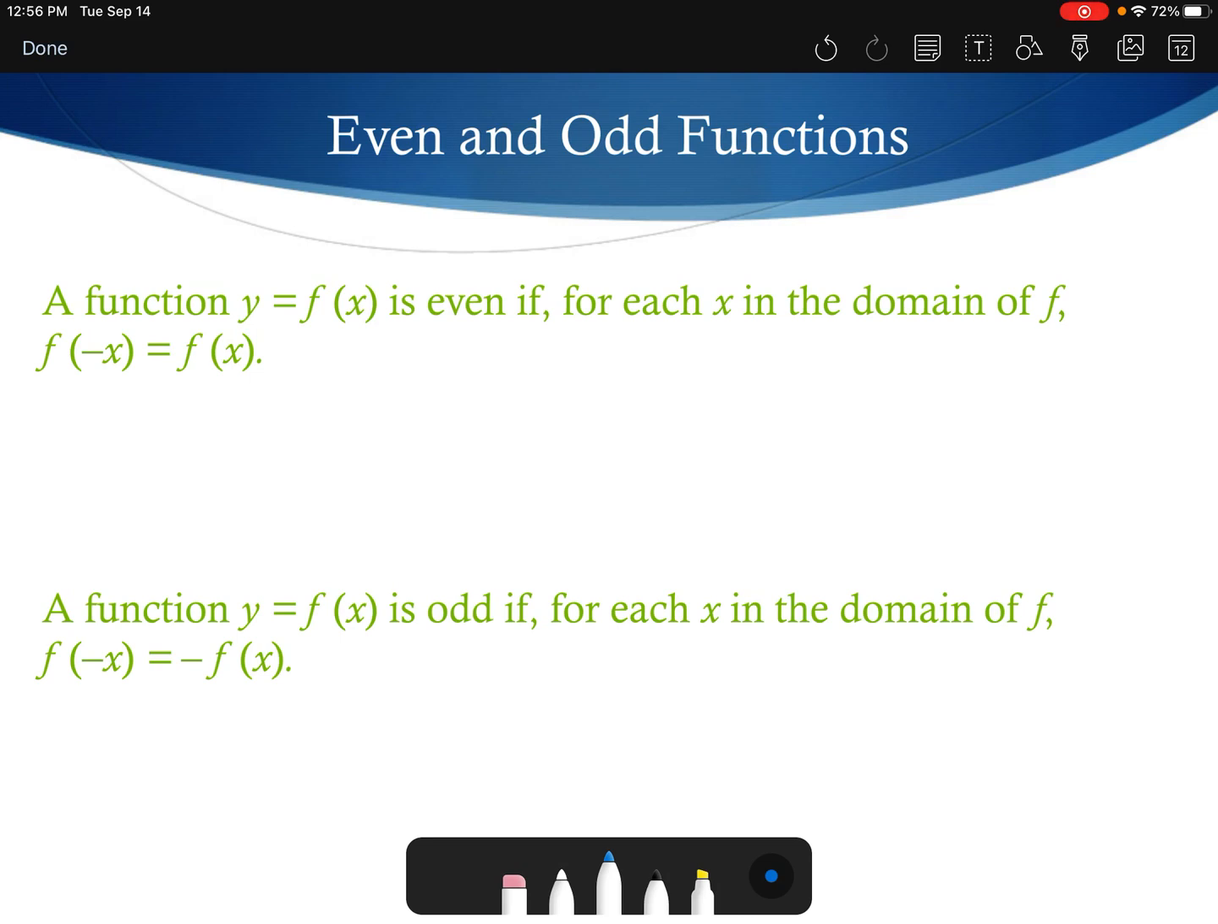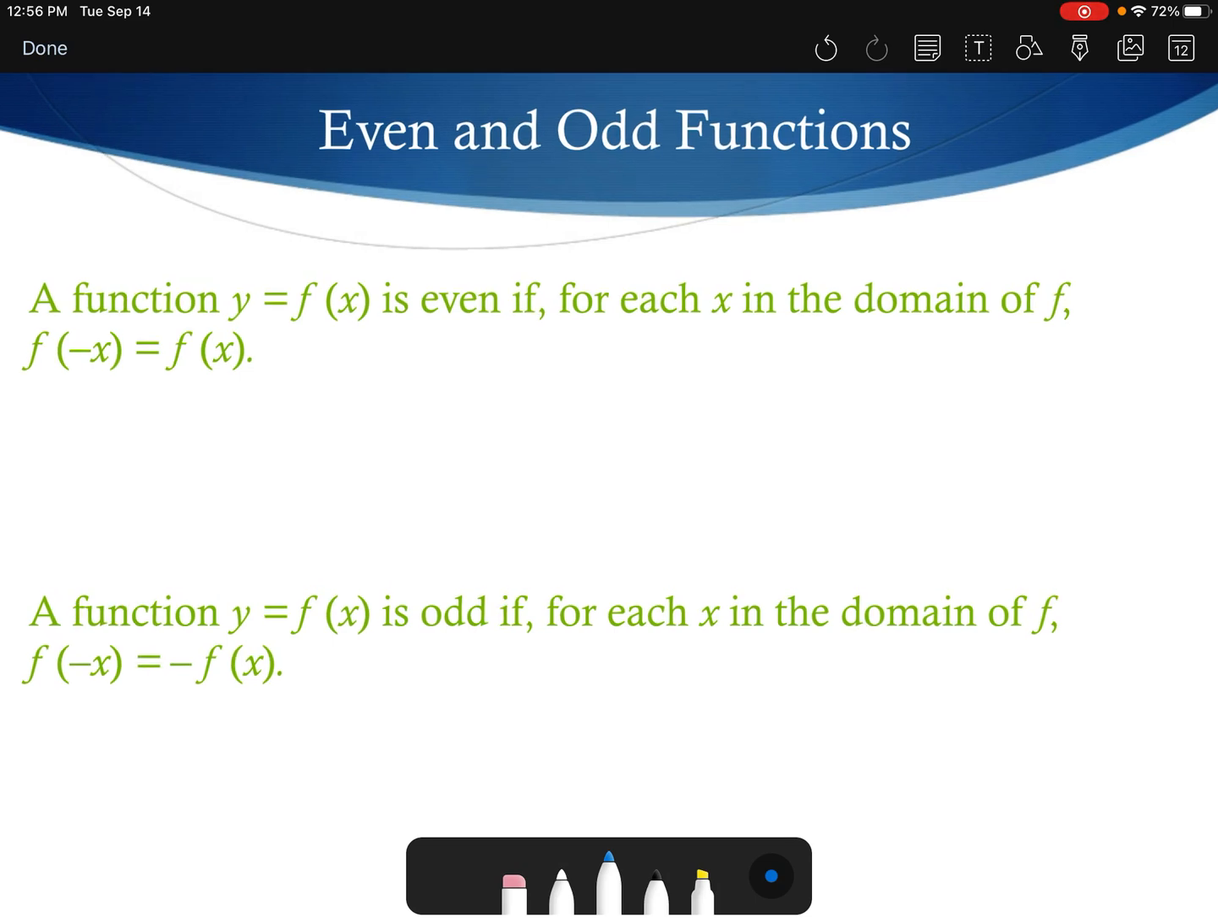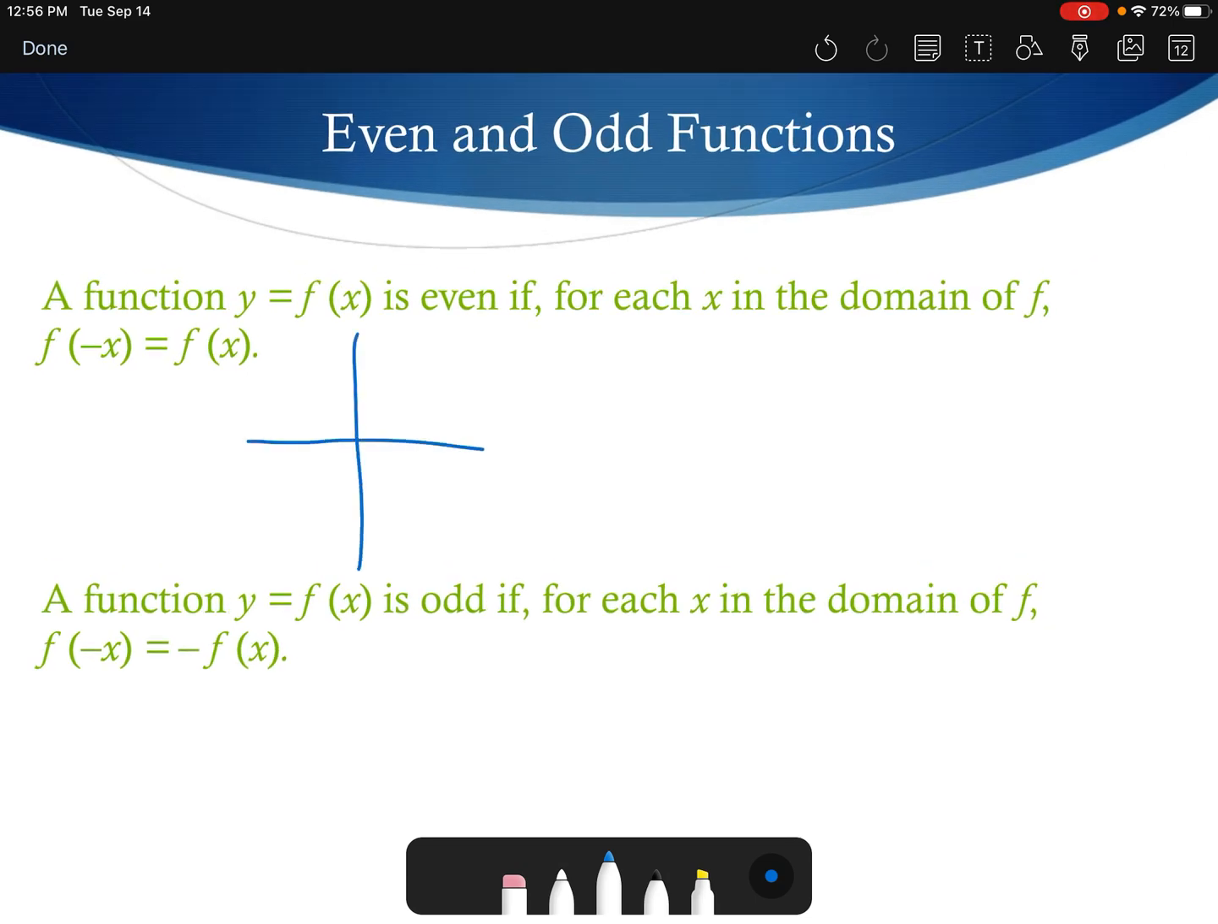So if, for each x in the domain of f, f of negative x equals f of x, then that's even. Here's what it means. I'm going to put it in graphical terms first. If you take your calculator and you have an even function, it's going to reflect on the y-axis. That means it's even. So if you take it and fold it, it's going to look the same, folded on the y-axis. That's if you're going to do a graphical analysis of it.